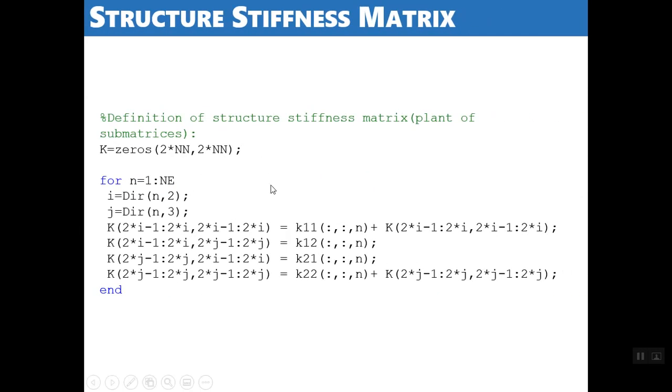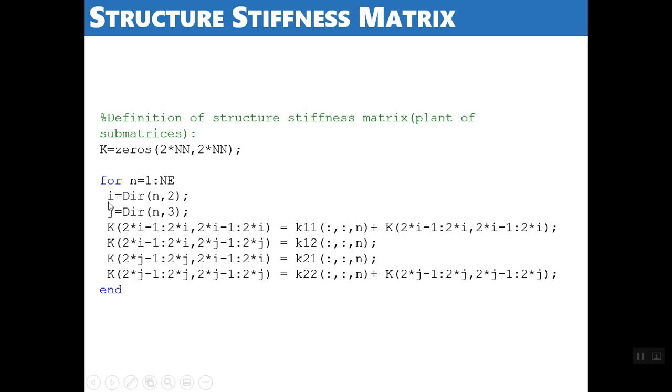This is how we form the structure stiffness matrix. First of all, we have created a structure stiffness matrix containing zeros. The total number of rows and total number of columns are equal to 2 multiplied by the number of nodes. That we know already. 2 multiplied by the number of nodes are the total number of rows and total number of columns for the stiffness matrix for the structure.